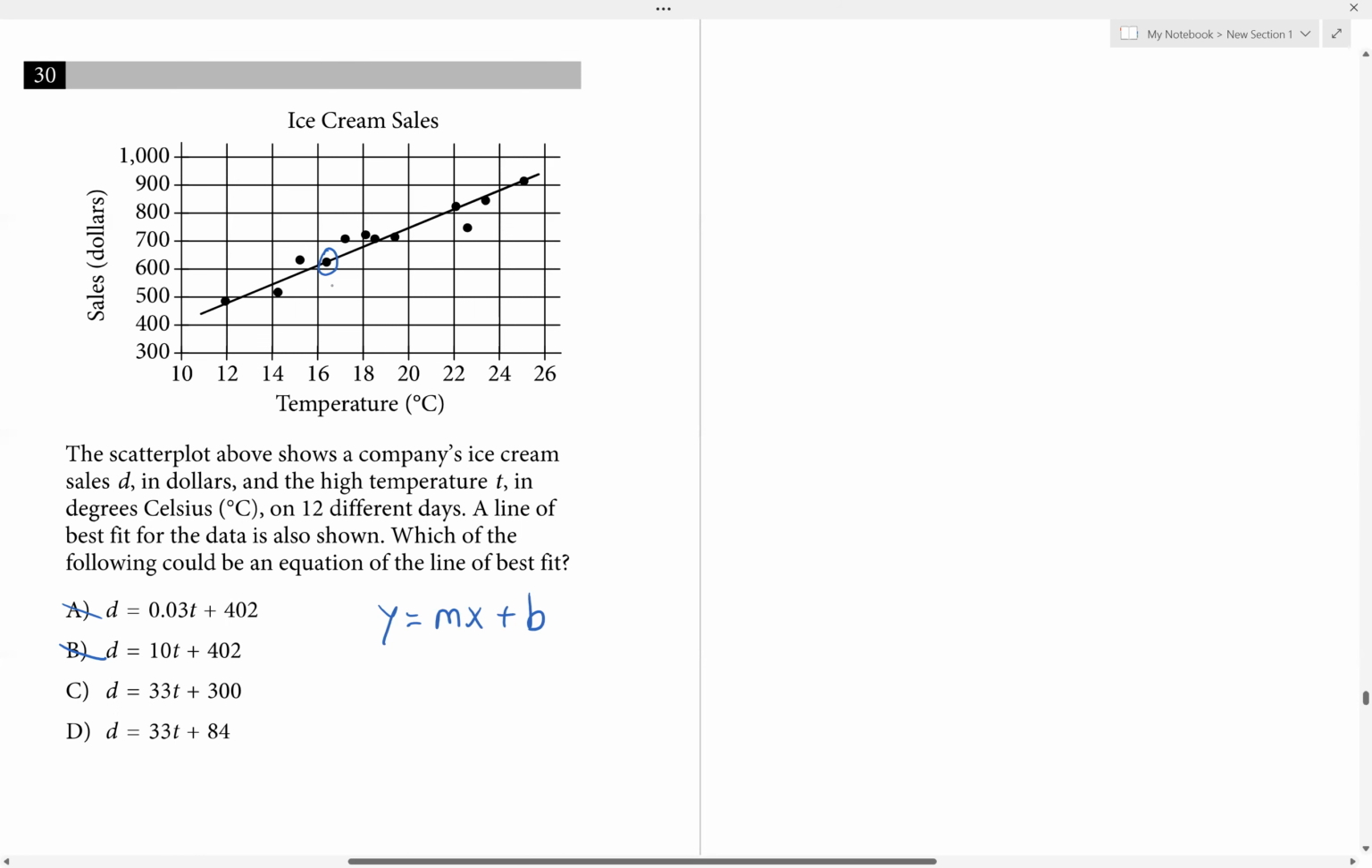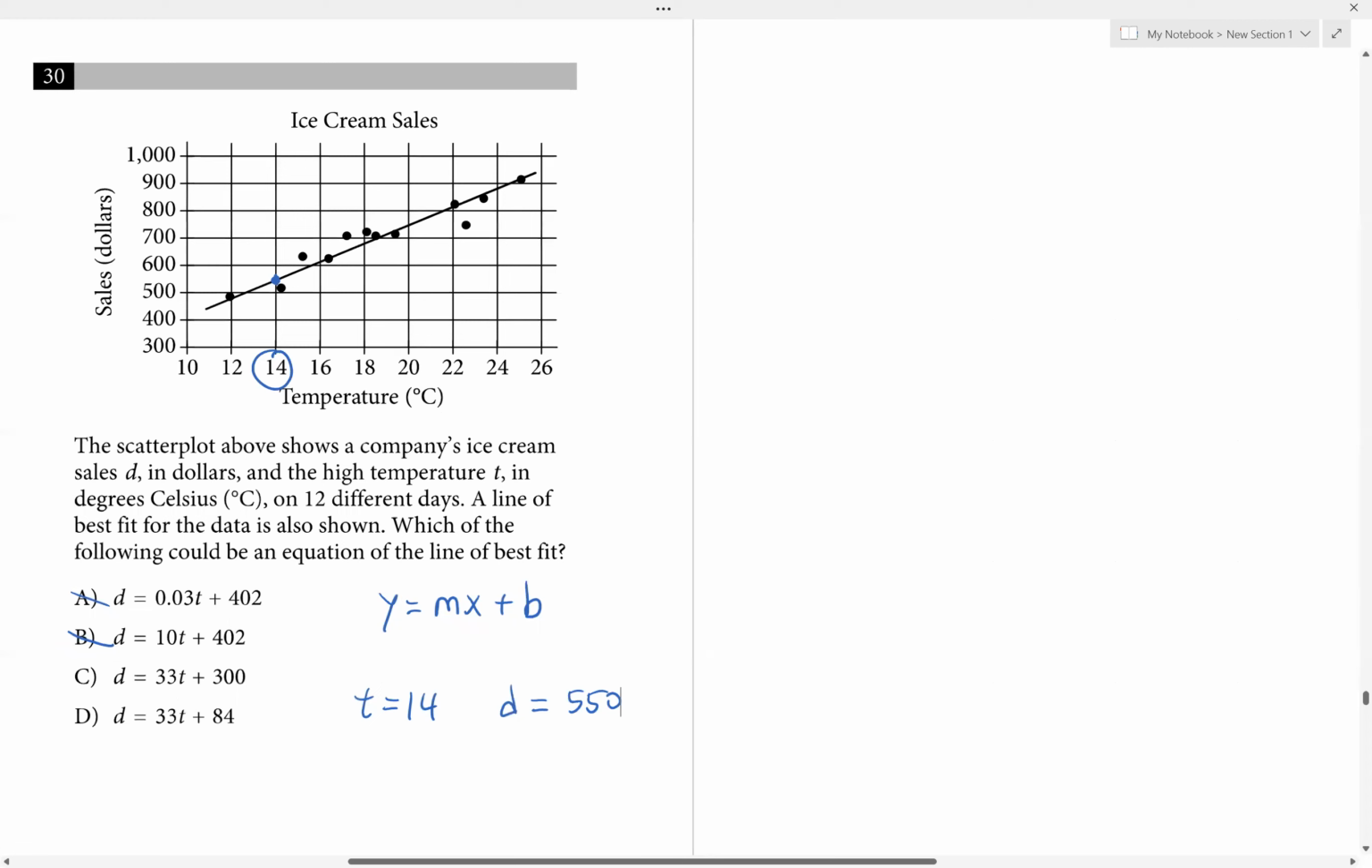Okay, so we can say this is, well, actually, you know what? Let's just do this point on it here. I think that would be a better one. So you pick this point. When the temperature is 14, it seems like it's 550, right? It's halfway in the middle of 500 and 600. So let's just pick that. The temperature is 14. The sales, which is the D value, should be equal to about 550, more or less. Let's plug it in and see which equation gives us that. That will be a good way to check this.